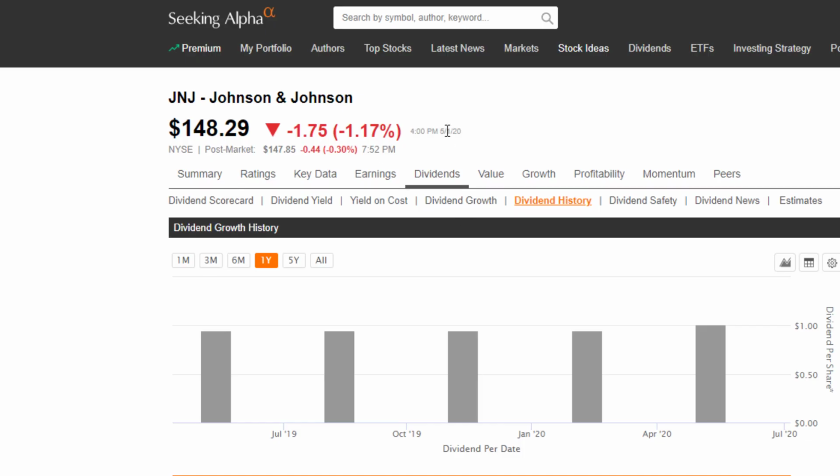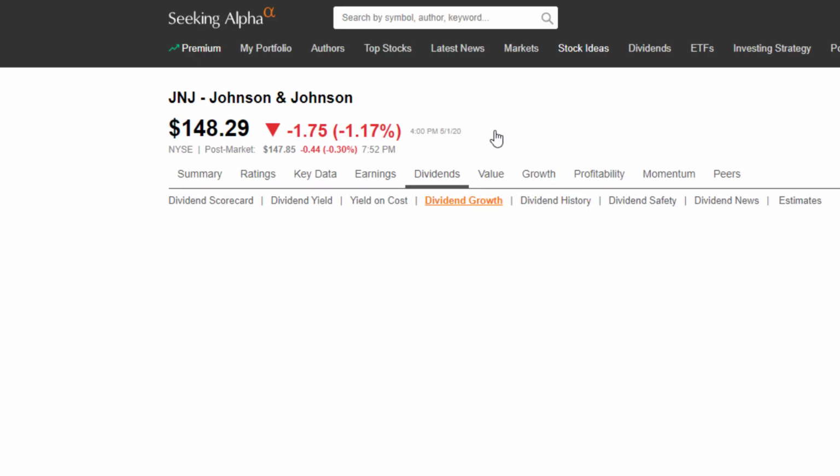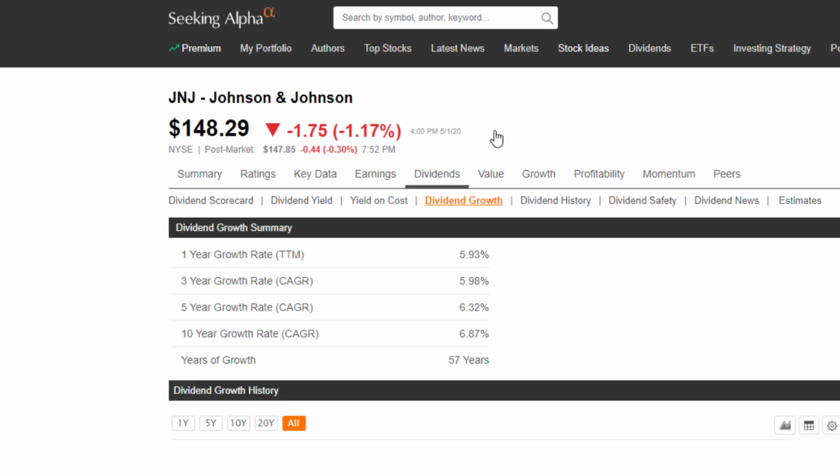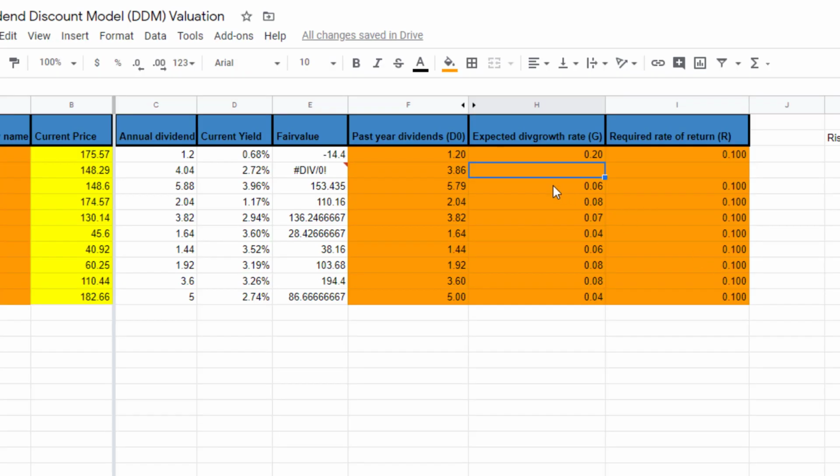Next we need to find out the expected dividend growth rate. Again we go back to Seeking Alpha, we go to the Dividend Growth tab, and we can see here that the 10, 5, 3 and 1 year growth rates are all around 6%. So that's what we'll use for the expected dividend growth rate. So 0.6 represents 6%.